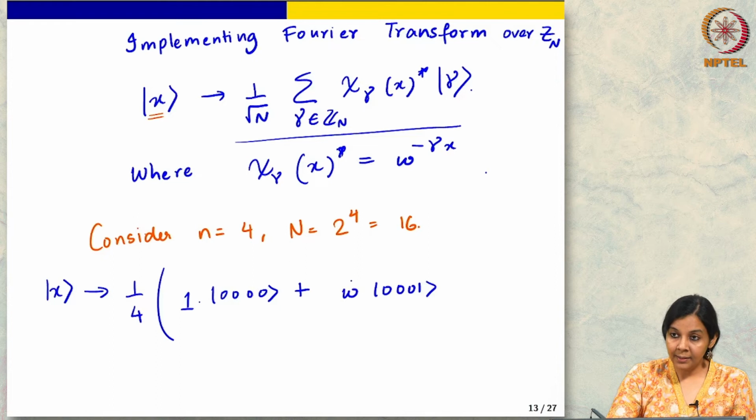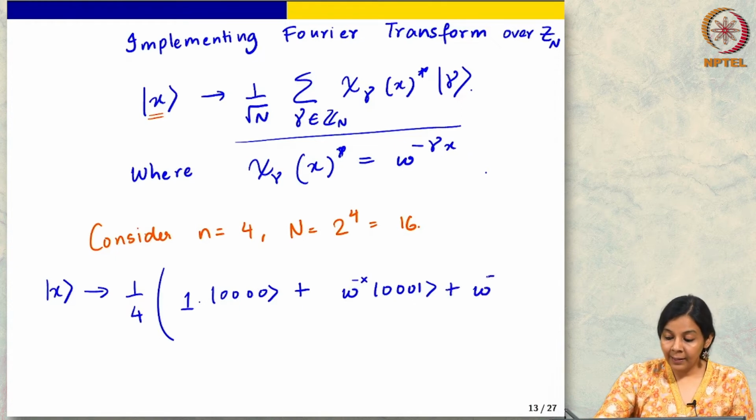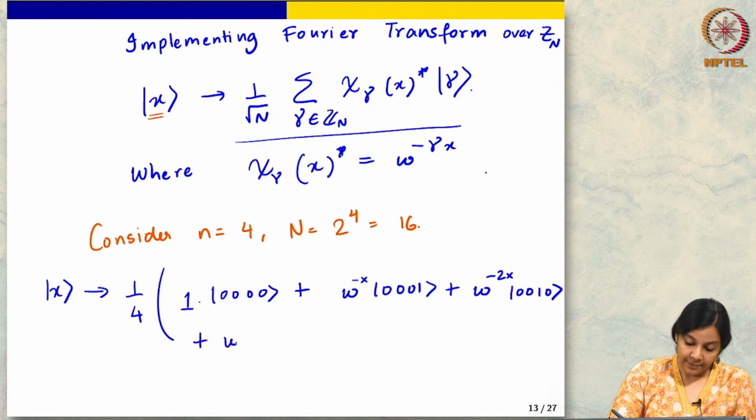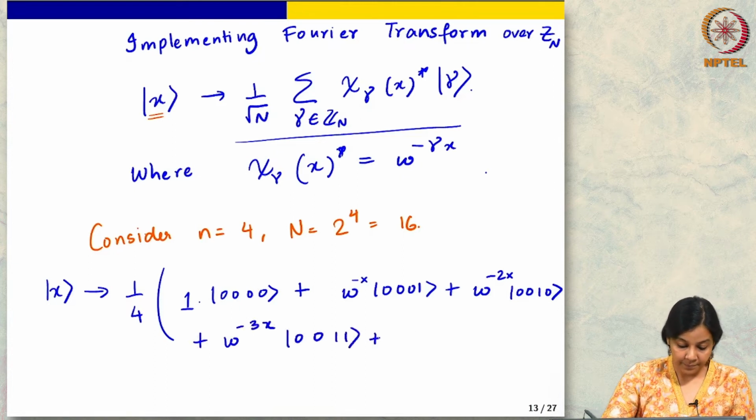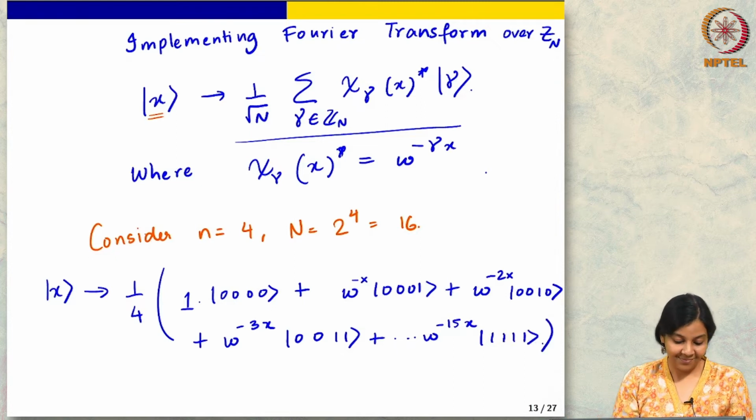Omega to the minus x. So, gamma here is 1, right. And then when gamma is 2, you will get this, plus omega to the minus 3x, and so on. Okay. So, this is what we want. We want to go from x to this.